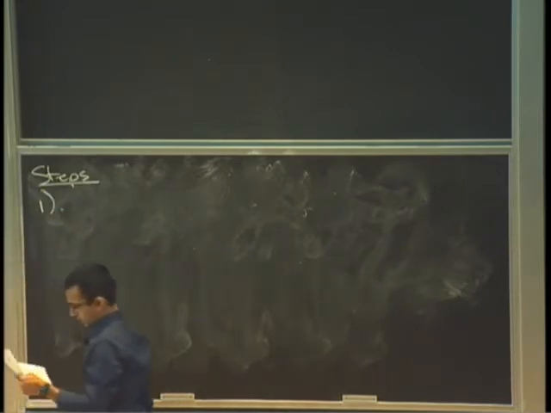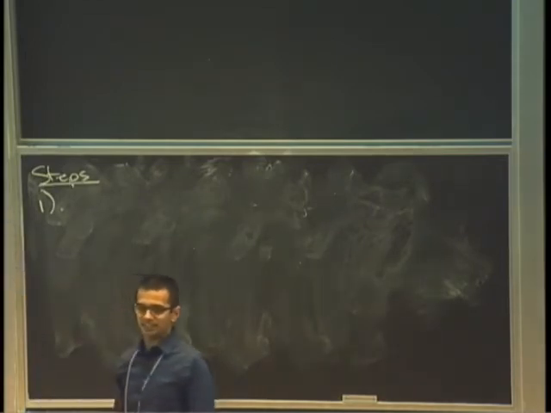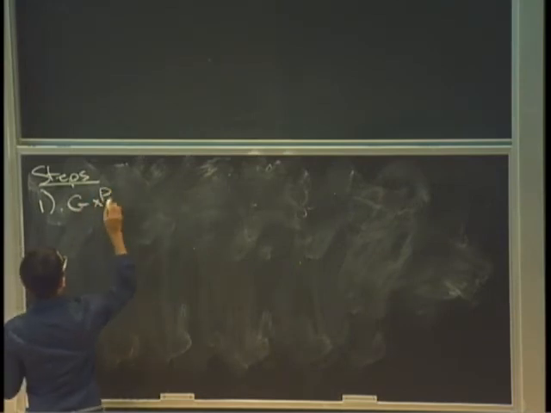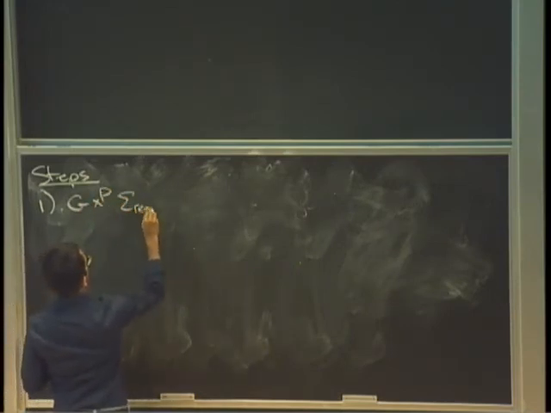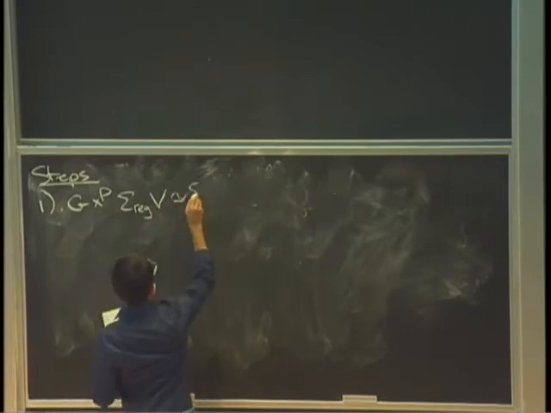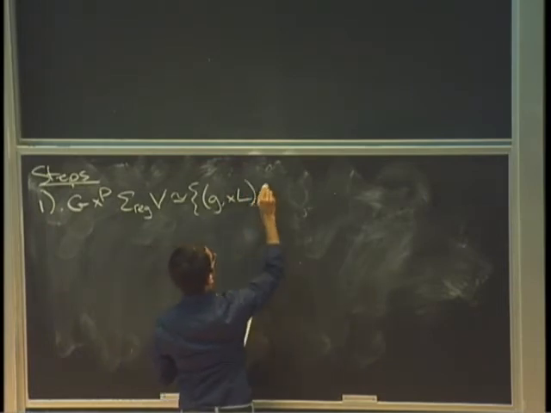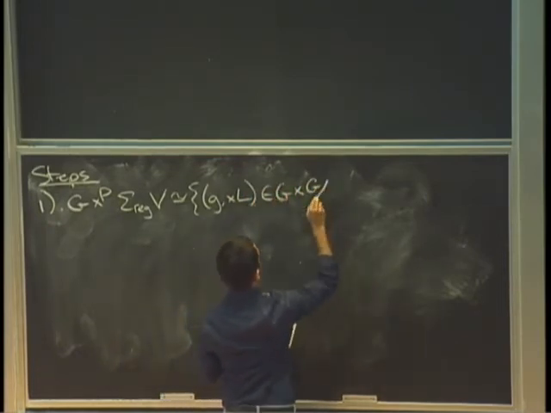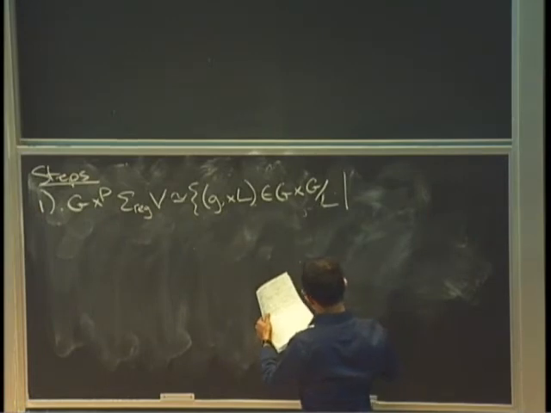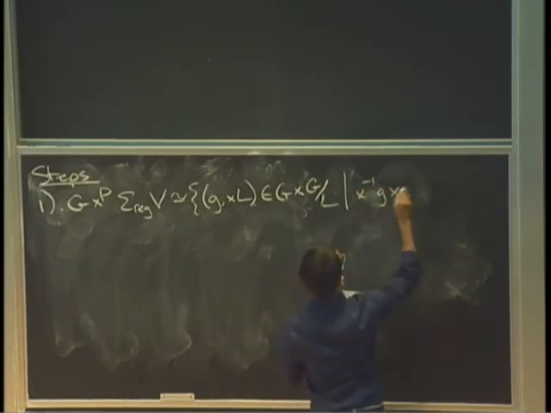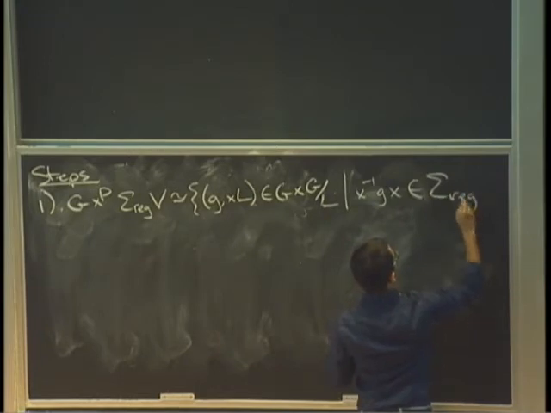Here are the steps. So the first thing is that this space on the upper right here, I can write down a description of it that doesn't have p in it anymore, that just has the Levi. So this is isomorphic to the set of pairs g comma xL in G plus G mod L, such that x inverse gx is in sigma reg.